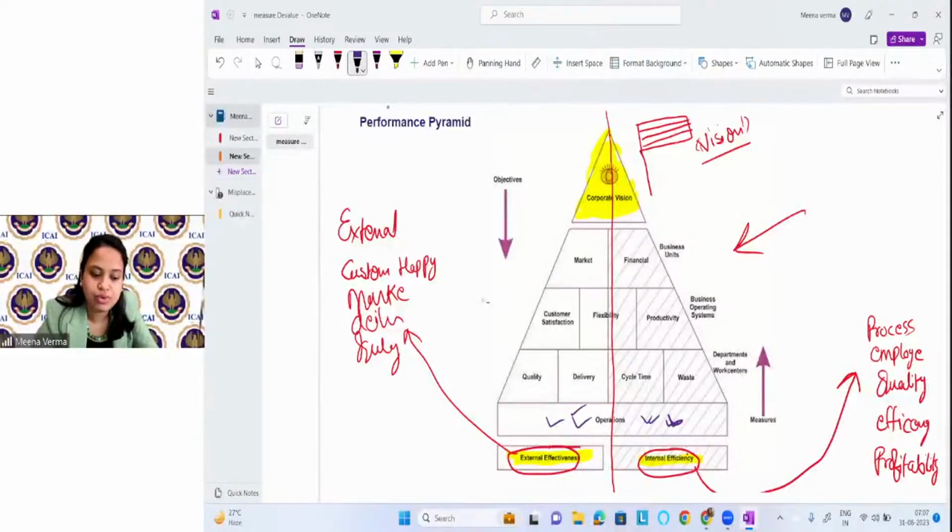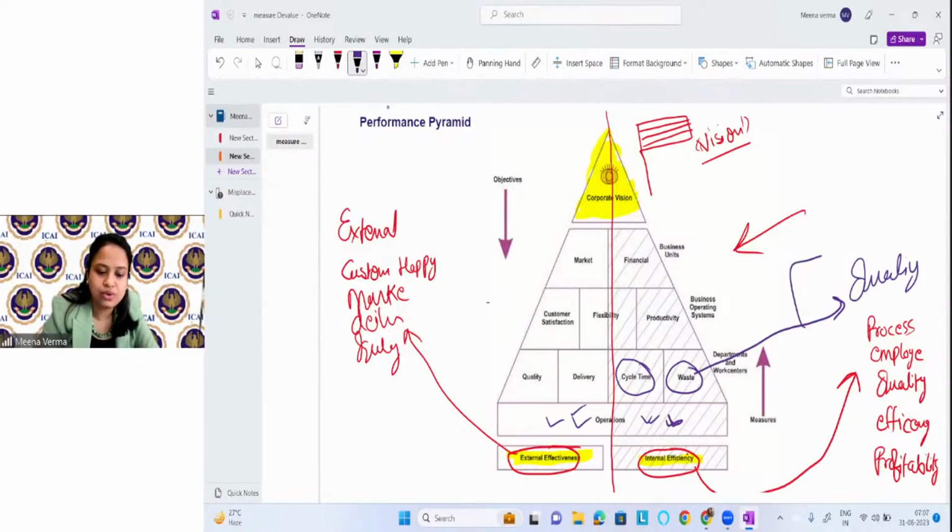All right, then what will you measure? The cycle time and the waste. Now, what is it? Waste means you are providing the quality product, right? There is no non-value added activity. You know what waste means now? Waste means all the non-value added activity of the company.